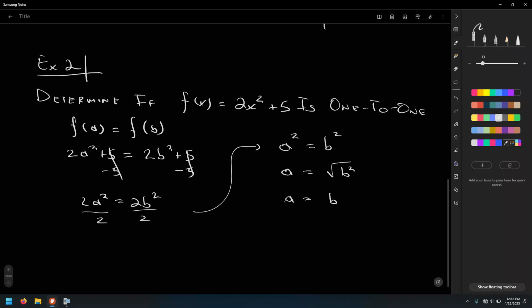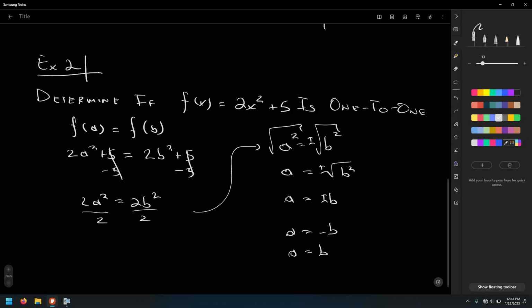Yes, you did the square root. Let me write it like this. So, yes, that's a. But I'm still making a mistake here. What's the mistake? Yes, the plus or minus, right? So, plus or minus. And in this case, what's the implication in the end? This implies that a equals negative b, but also a equals b. That's where we conclude it's not one-to-one. It's actually two-to-one, all right?